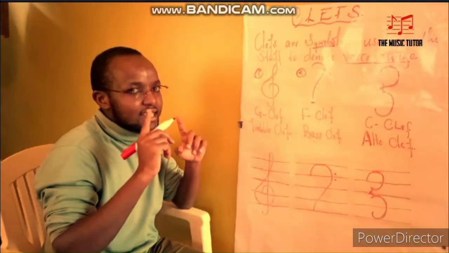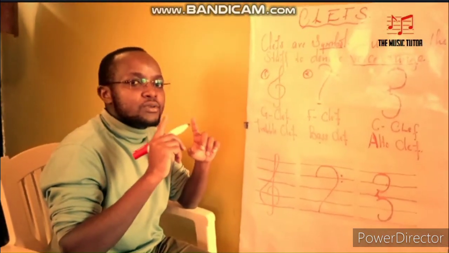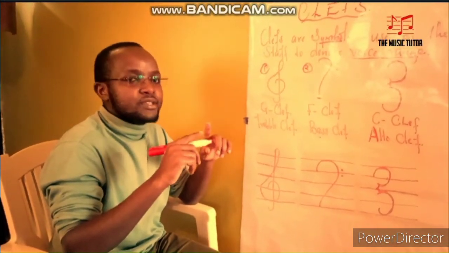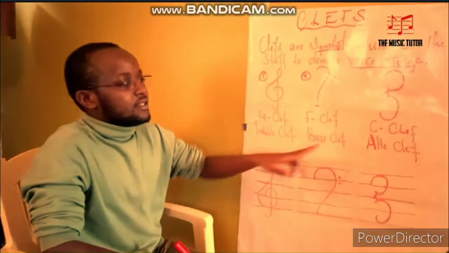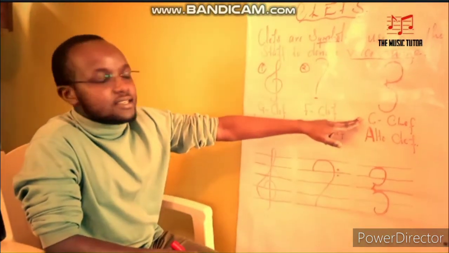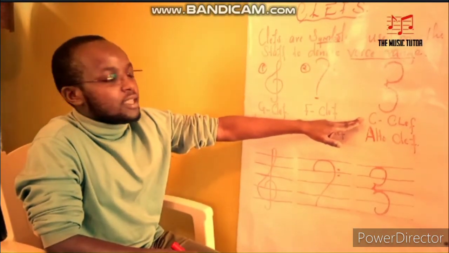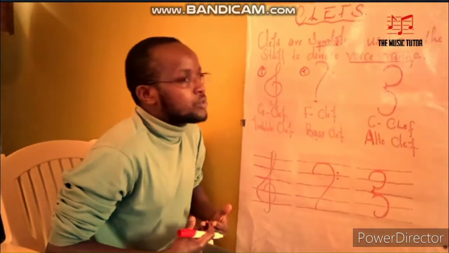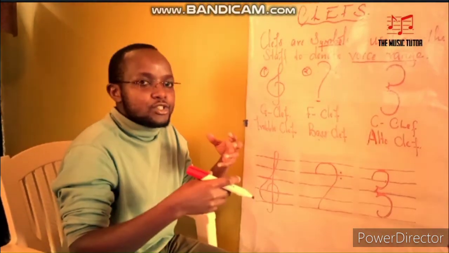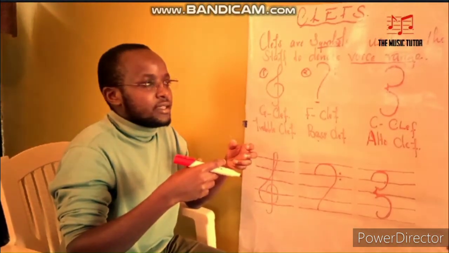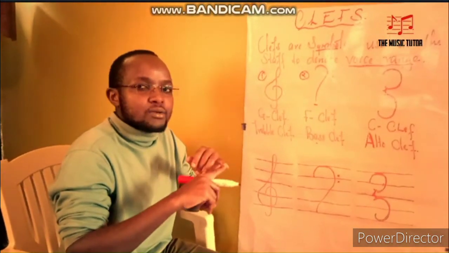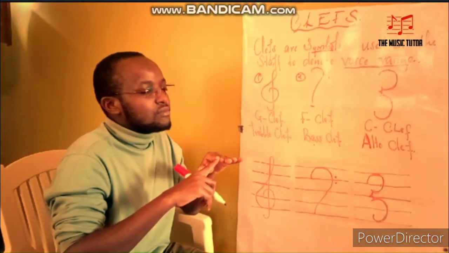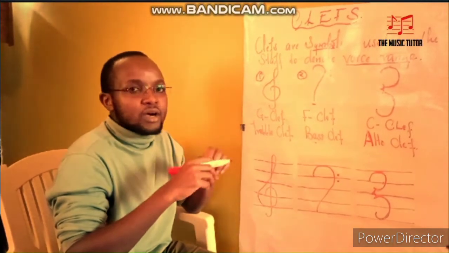But there is another clef that is used for several voices, that is, it is used to write music for several voices. It is called the C clef, and this is the symbol of the C clef. It is also called the alto clef. It is normally used for middle range voices. The middle range voices could be alto, contralto, tenor, baritone, and also countertenor.